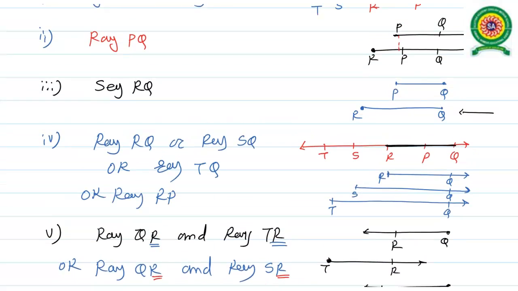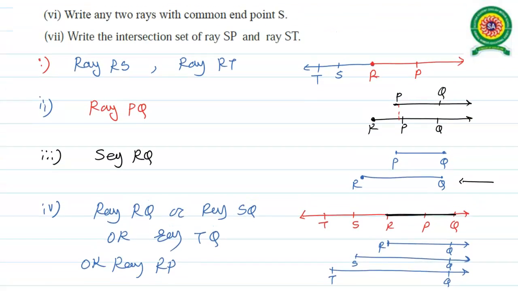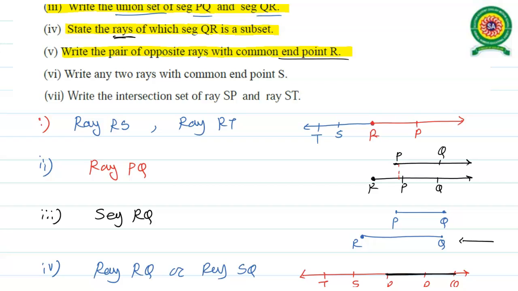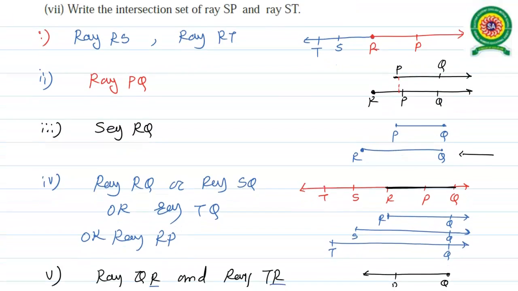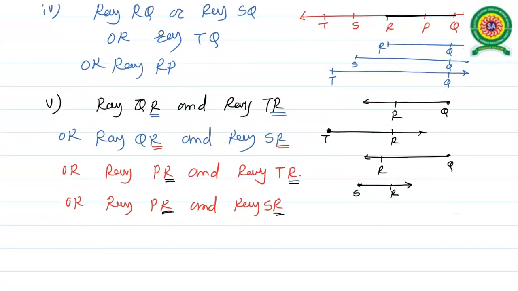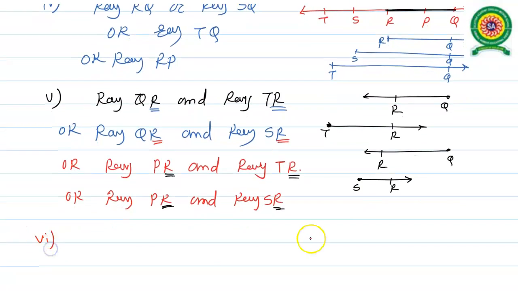Now look at the next sub question. It is of the form: write any two rays with a common end point S. So here direction doesn't matter. They may be in the same direction or in opposite directions. So I am writing now the answer for the sixth sub question. For it I am drawing the line again. We have T, S, R, P and Q points.